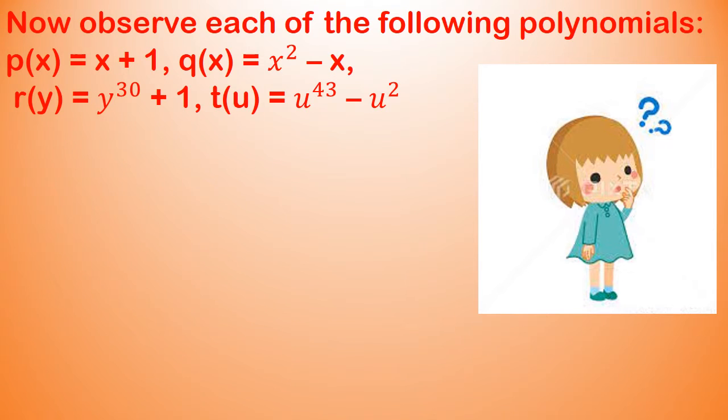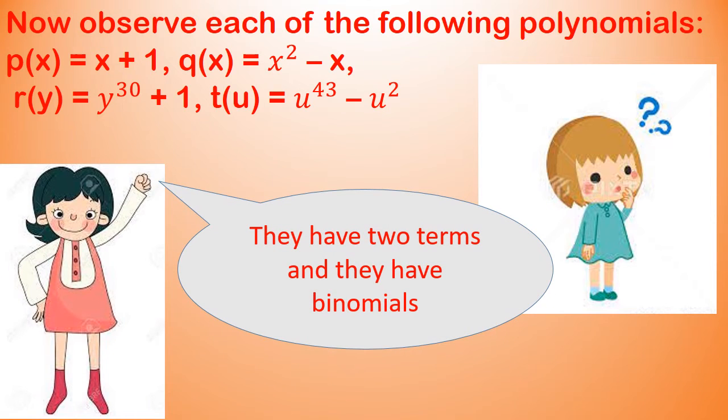Now observe each of the following polynomials. Here you can see x plus 1. The first one, q of x, is x square minus x. And here you have y to the power of 30 plus 1, and u to the power of 43 minus u square. Now when you see here, you have two terms. What are they called if you have two terms? Yes, they are called binomials.